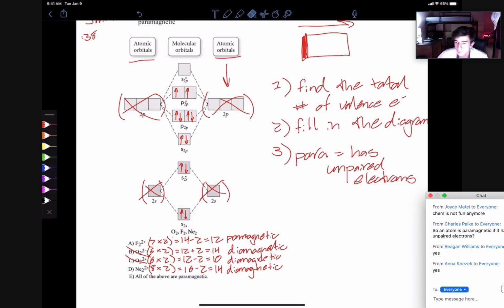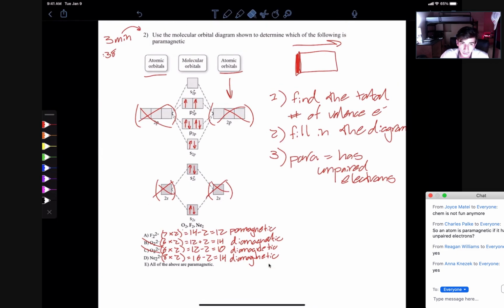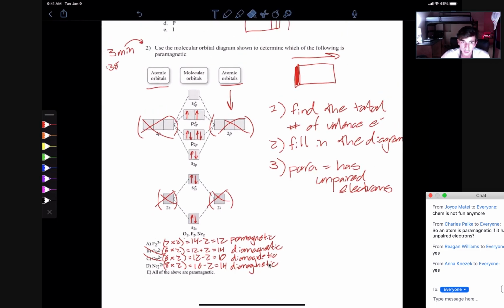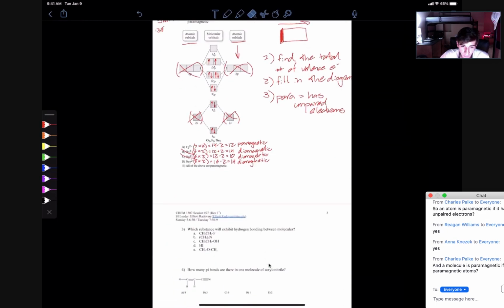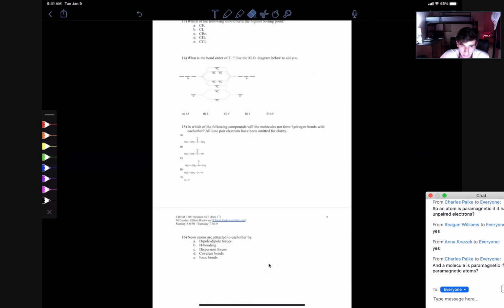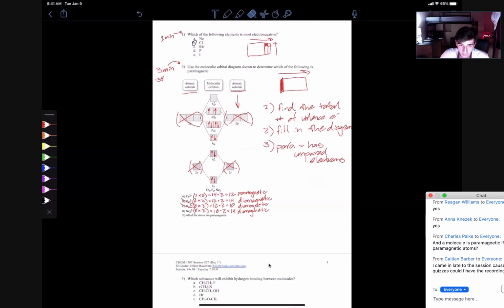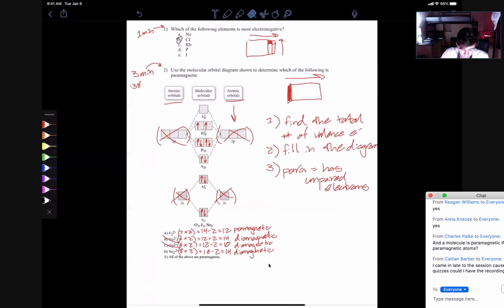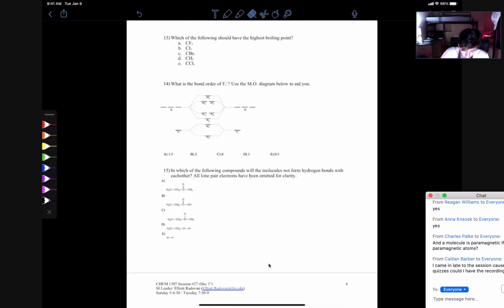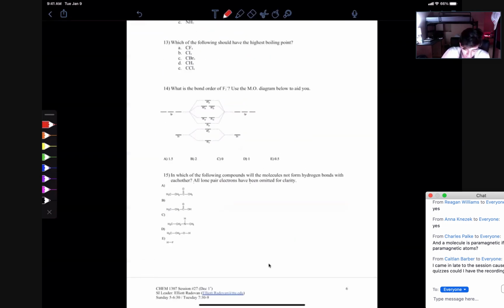An atom is paramagnetic if it has any unpaired electrons. So even if there is one unpaired electron, it's paramagnetic. For diamagnetic, all electrons have to be paired. Okay, good question. So that was number 2. That and one other question should be the only molecular orbital questions on this session. So it's basically just a matter of knowing how to fill it in, and if needed, knowing how to do the bond order, and we'll get to that later on.